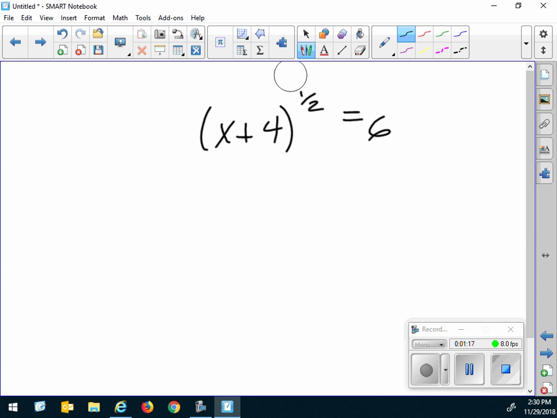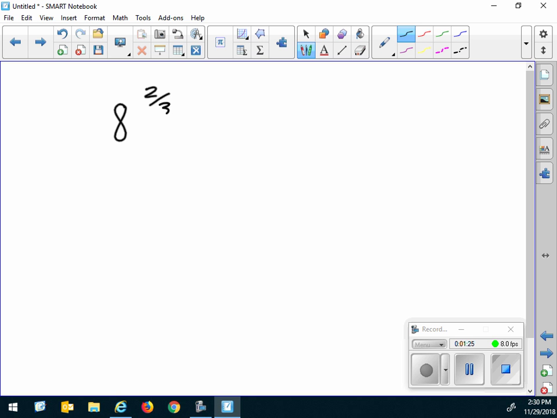Yeah, so let's just do a little bit of practice. This is not in your little notebook here. Little bit of review. 8 to the 2/3 power. It is the cube root of 8 squared. So if you want to, you can rewrite it like this. What is the cube root of 8? 2, and 2 squared is 4.